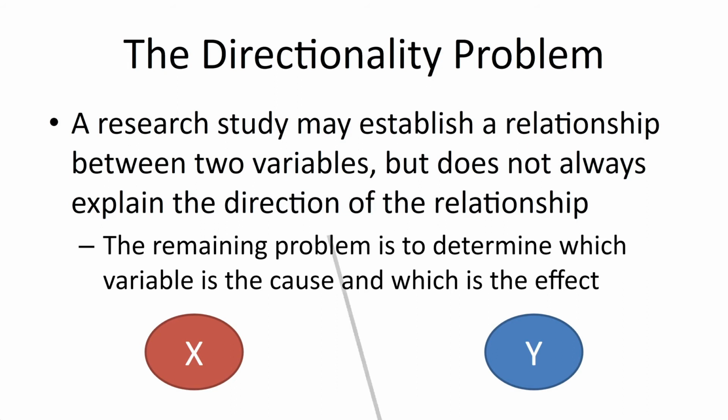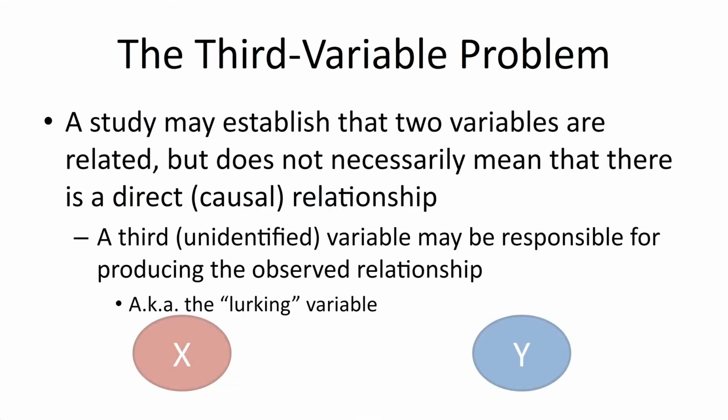Another big problem with doing correlational research is that there might be a third variable. The third variable problem refers to the fact that there may be a variable that you didn't even measure that is the causal factor of both X and Y. So this third unidentified variable might be producing this apparent relationship. Or to put it another way, X doesn't affect Y and Y doesn't affect X, but they change at the same time due to the influence of Z.